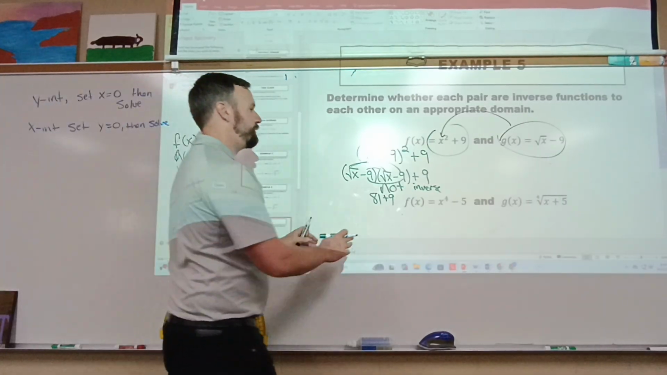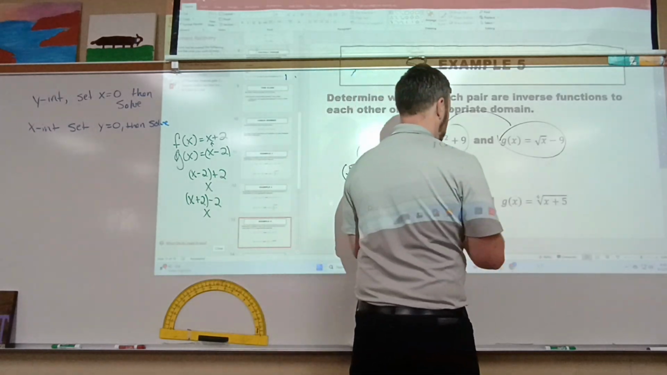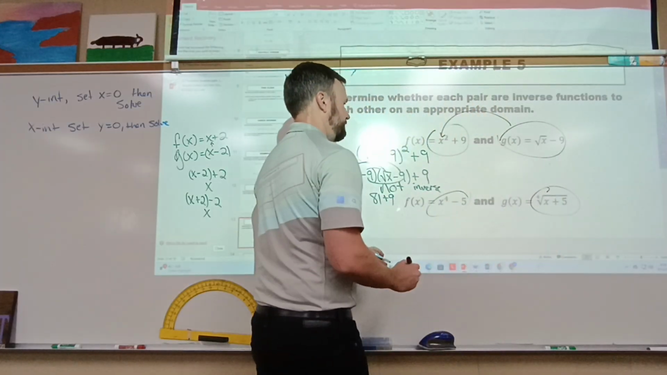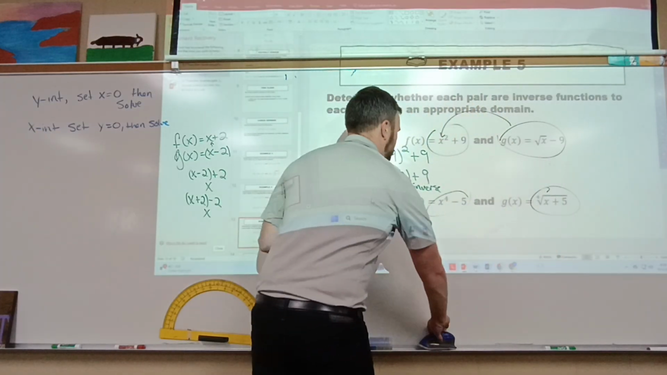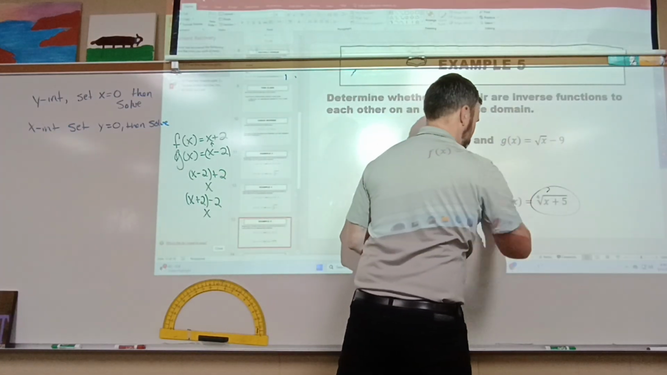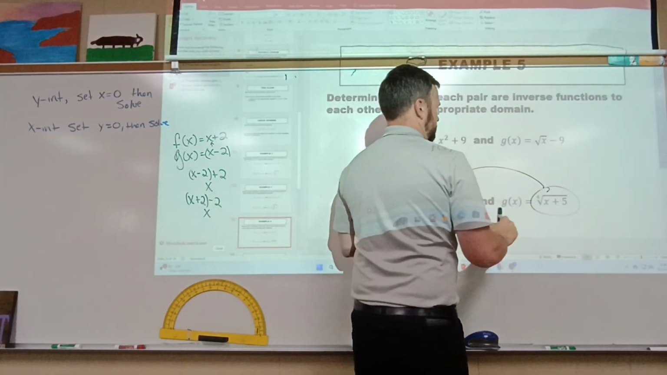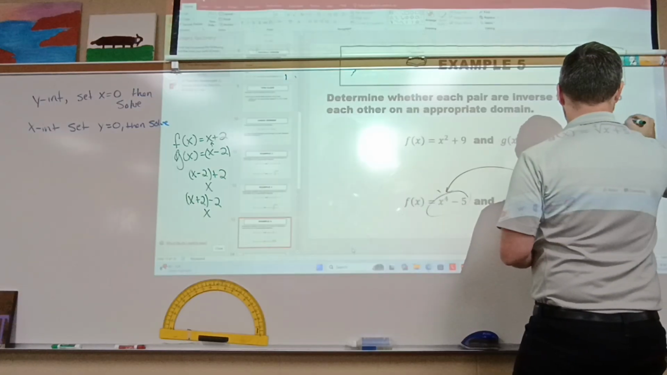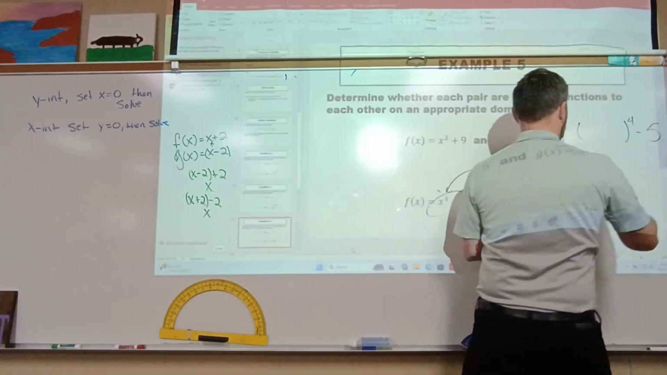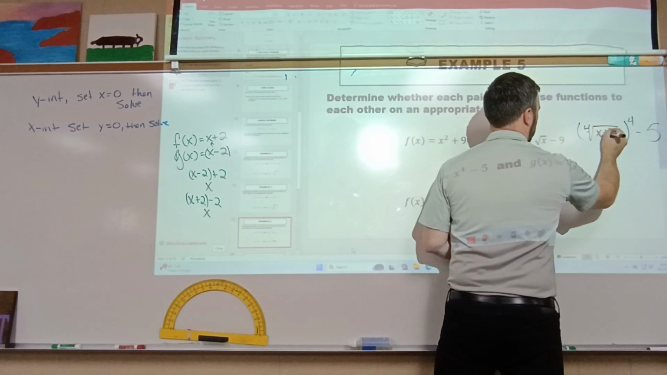Okay, I'm hip. Let's try this one, though. We'll do our green and brown. So I'll plug the brown in the green and the green in the brown. I should have done this before when we were doing the function stuff. Oh, minus 5. All right. So I'm going to plug in my 4th root of x plus 5.